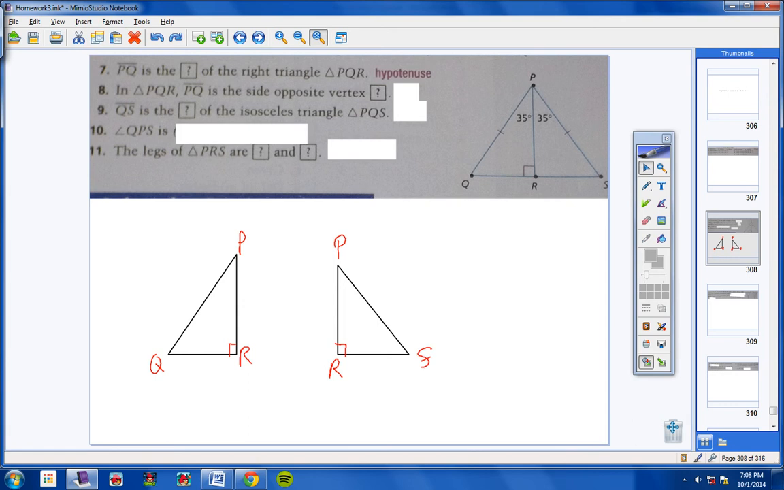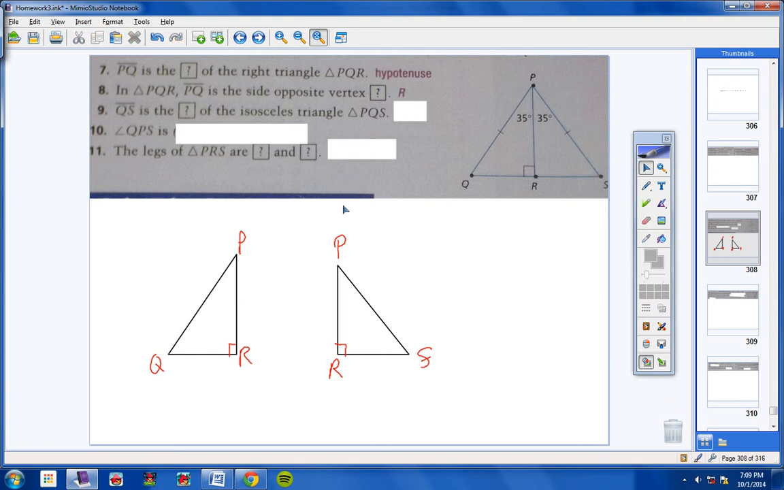All right, moving on to number 8. In triangle PQR, which of course is this triangle right here, PQ is the side opposite vertex what? Well, here's PQ right here. Now, what vertex is straight across from that side? Well, it's vertex R. Remember, Q is a vertex, P is a vertex, and R is also a vertex. So R is the vertex directly across from side PQ. All right, so with that in mind, that would be R.